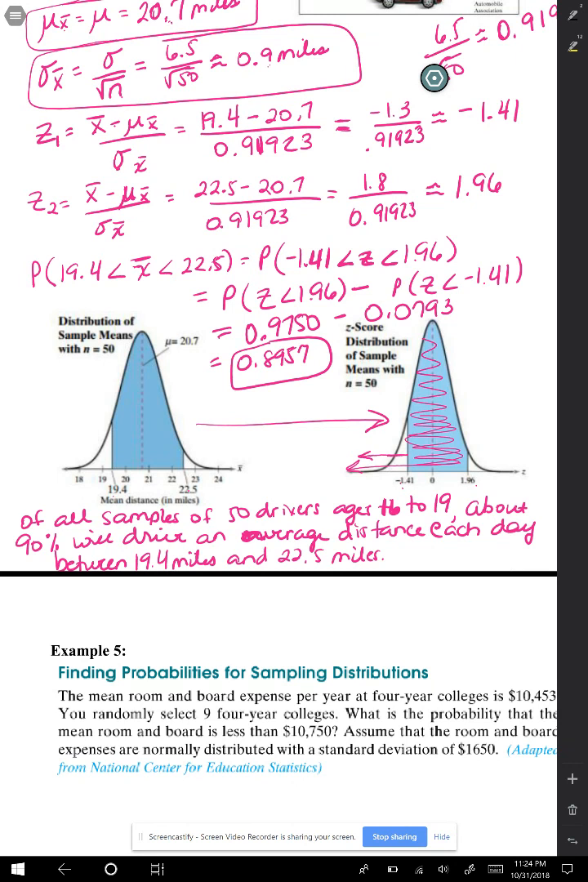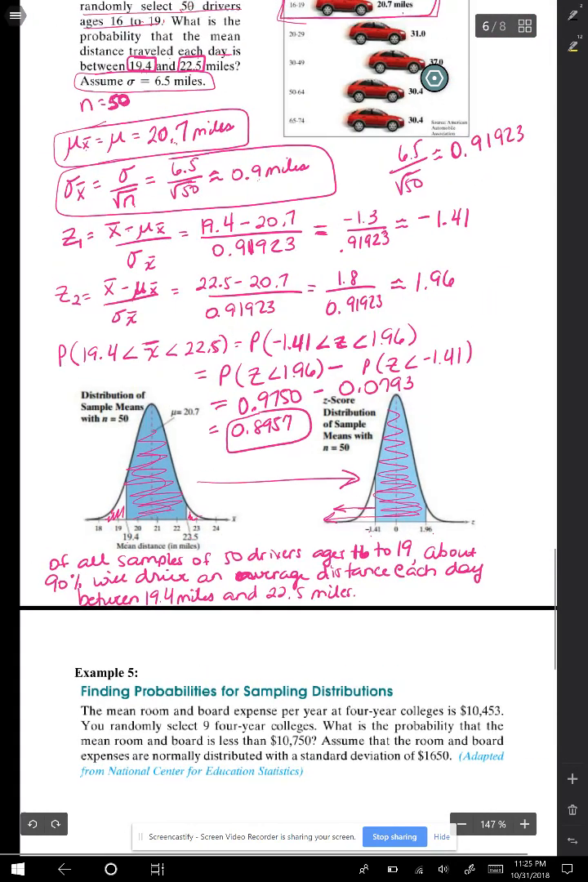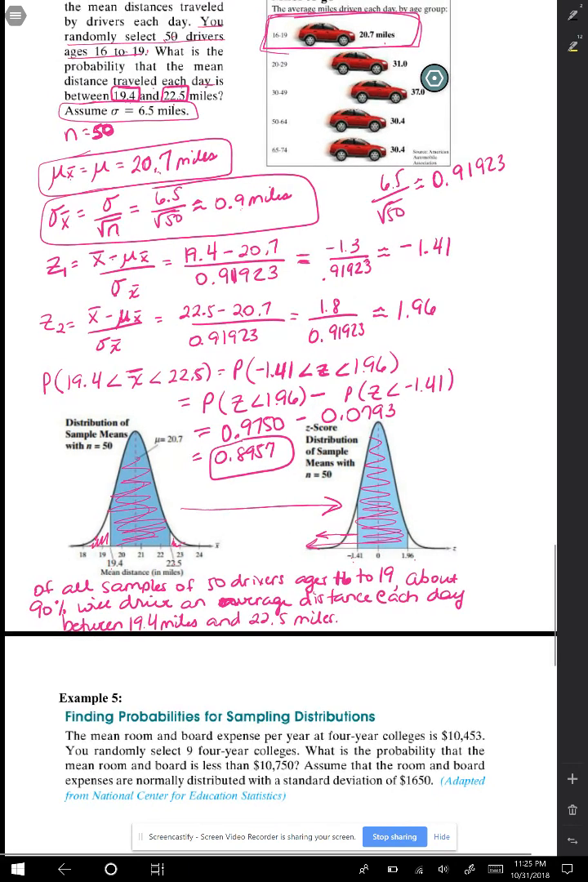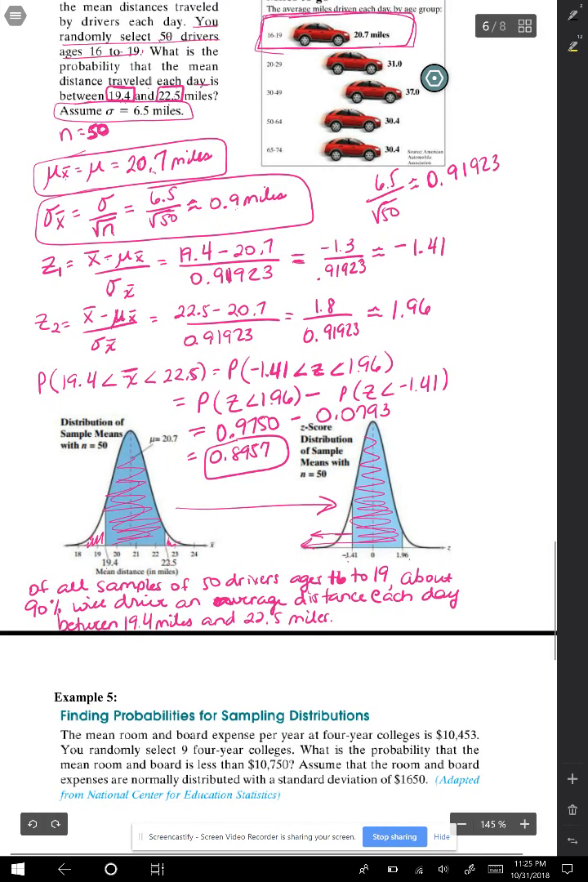So what you could also say, if we went on the other side of that, instead of the 90%, we could say that about 10% of the drivers drive outside of that. So about 10% of the drivers drive less than 19.4 or more than 22.5. If we've got 90% in here, about 10% fall outside of those numbers. Okay, so that is transferring your values to z-scores and then going back and doing the probability that your z-score falls in those intervals.